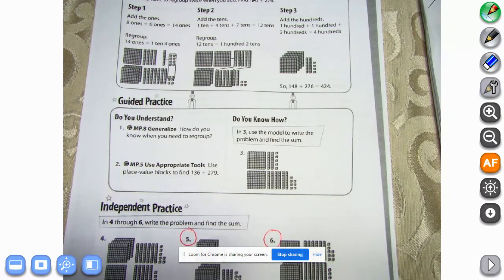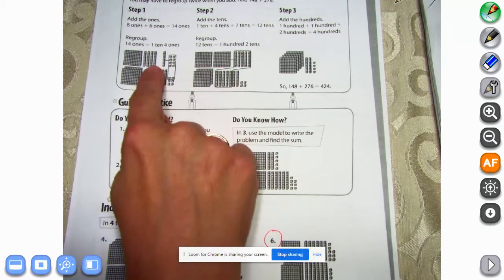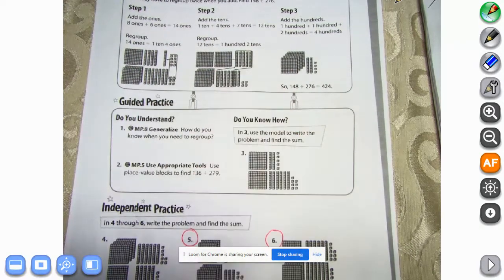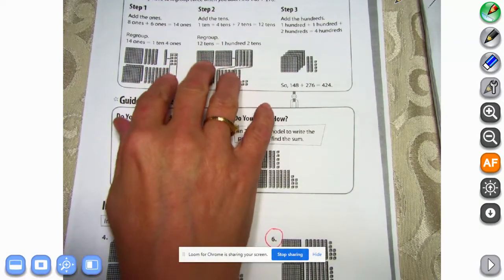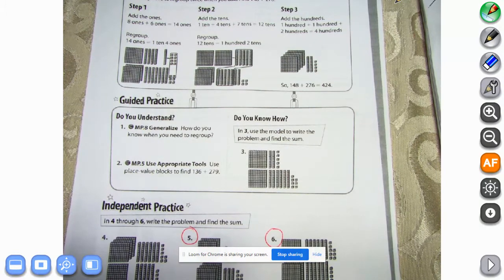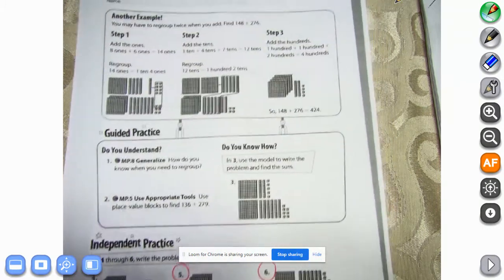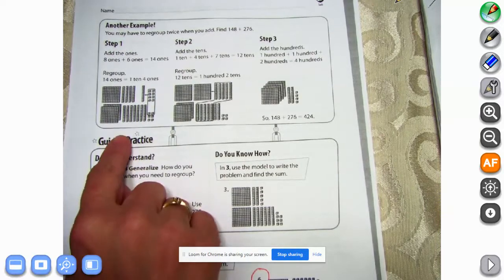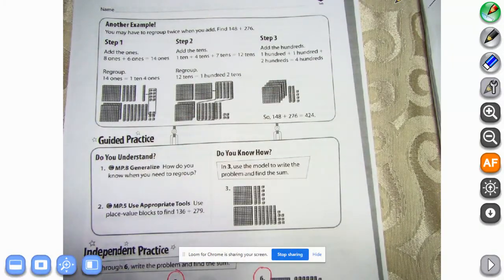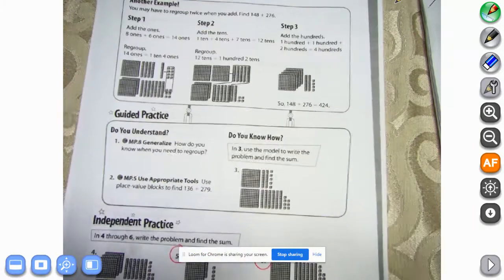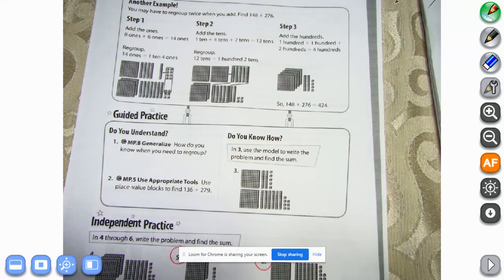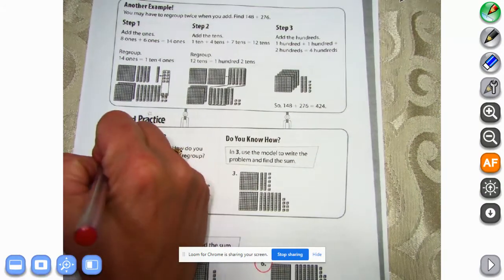Okay, grab a pencil. And so at the very top here, we have explanations of what we just watched in the video. So you can always look back here, refer back, and see what the steps would be. So you're going to do the tens, the ones, the tens, and the hundreds. All right. So number 1, how do you know when you need to regroup? How do you know that? Okay. So let's think about that.